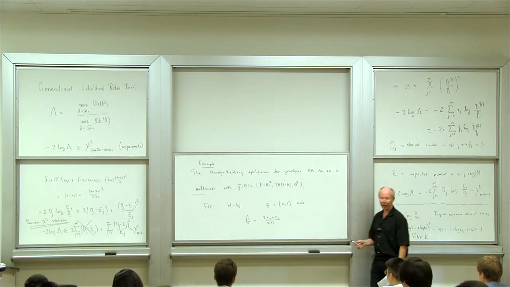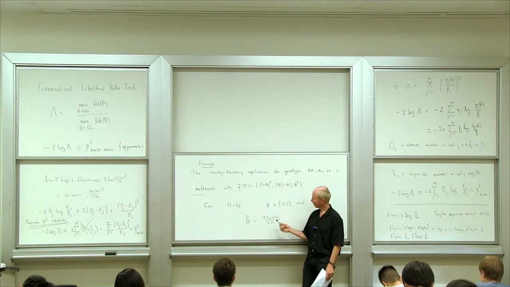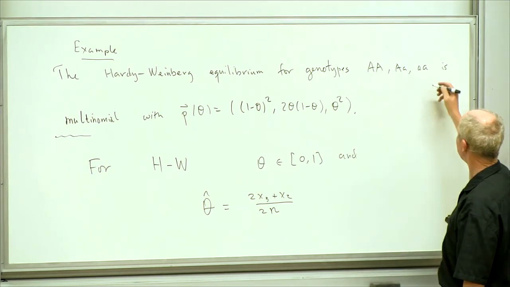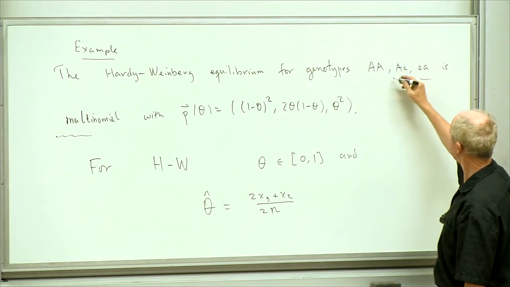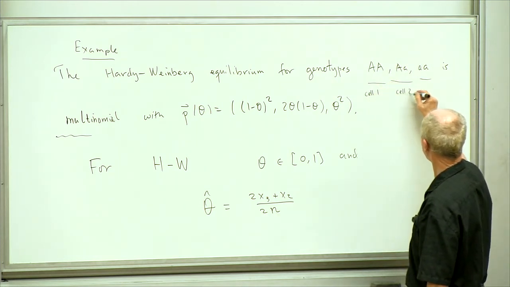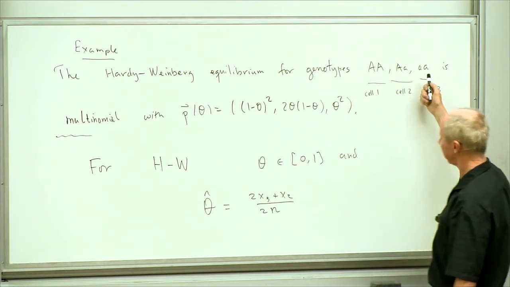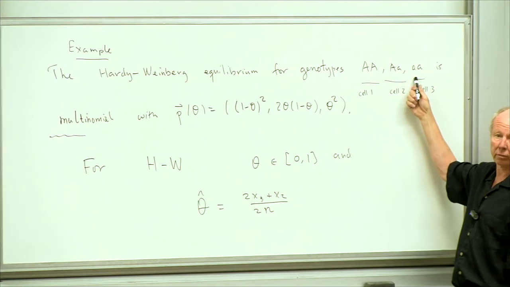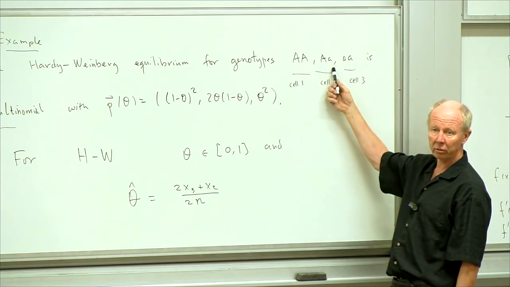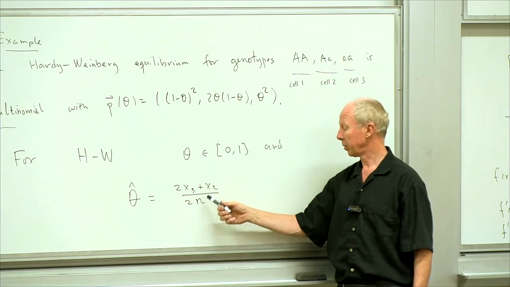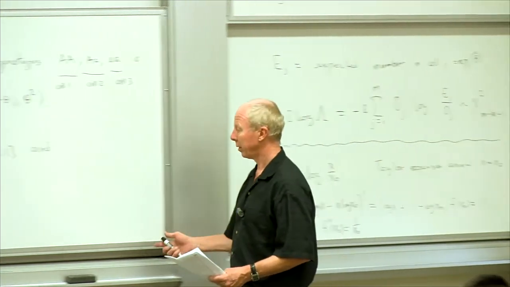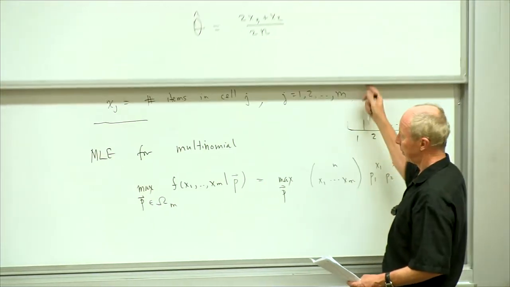The maximum likelihood estimator for theta hat is twice the number of things in cell 3. That is, what's cell 3? It's this: cell 1, cell 2, cell 3. So little x3 is the count of this genotype in the sample. X2 would be the number of this genotype. So theta hat is twice x3 plus x2 over twice the number of observations. Okay. So in the book, they give an example.